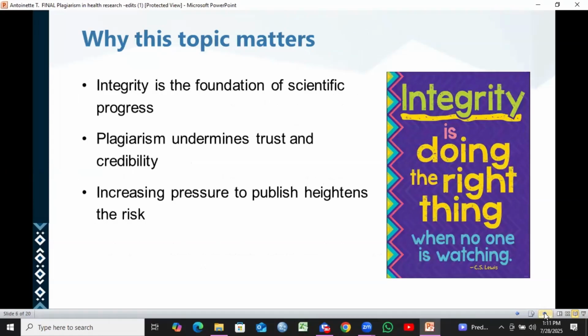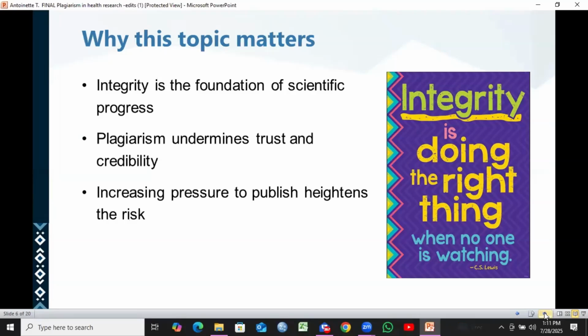Now, why does this topic matter? Why are we studying plagiarism? Why are we talking about plagiarism? First is because of integrity. Integrity is the foundation of scientific progress. What is integrity? Integrity is just doing the right thing when no one is watching. You're doing the right thing because it is the right thing to be done. It is what is ethically correct and not because anyone is watching you or because you're under any pressure to satisfy any other person. So the most important thing under this topic is integrity.